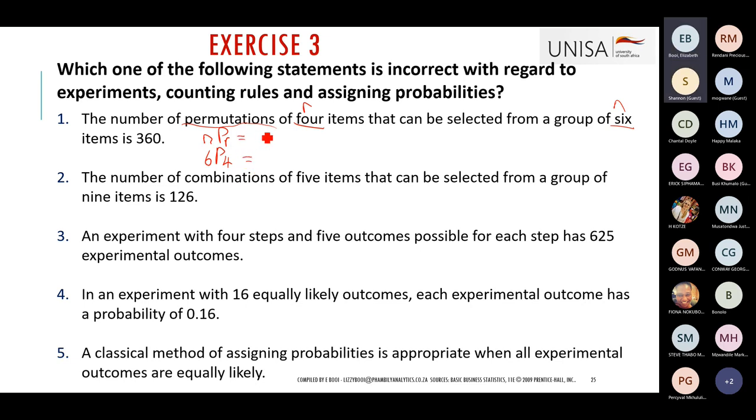Or you can use N factorial over N minus R factorial, depending on whichever one you want to use. And the answer is 360. So you can use this one as well, 6 factorial divided by 6 minus 4 factorial, and it should also give you 360.